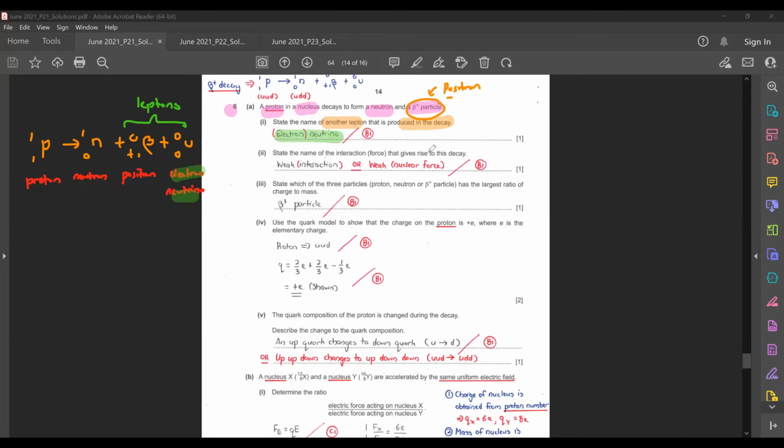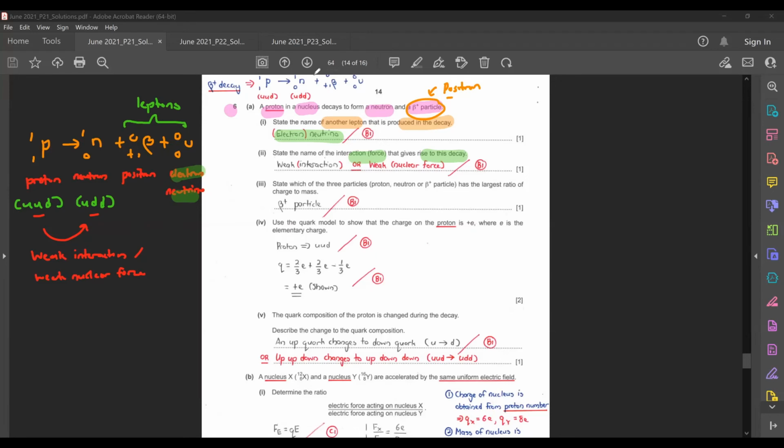Okay. Now state the name of the interaction or force that gives rise to the decay. The thing here is that usually when your proton decays to become a neutron, there's a change in the quark composition. Your proton is up, up, down. Your neutron is up, down, down. Okay, during the beta plus decay process, what happened here is that the up quark changed to a down quark. Okay, so the process that's responsible for your quarks changing flavor is what you call your weak interaction, or sometimes called weak nuclear force. Okay, the terms are interchangeable.